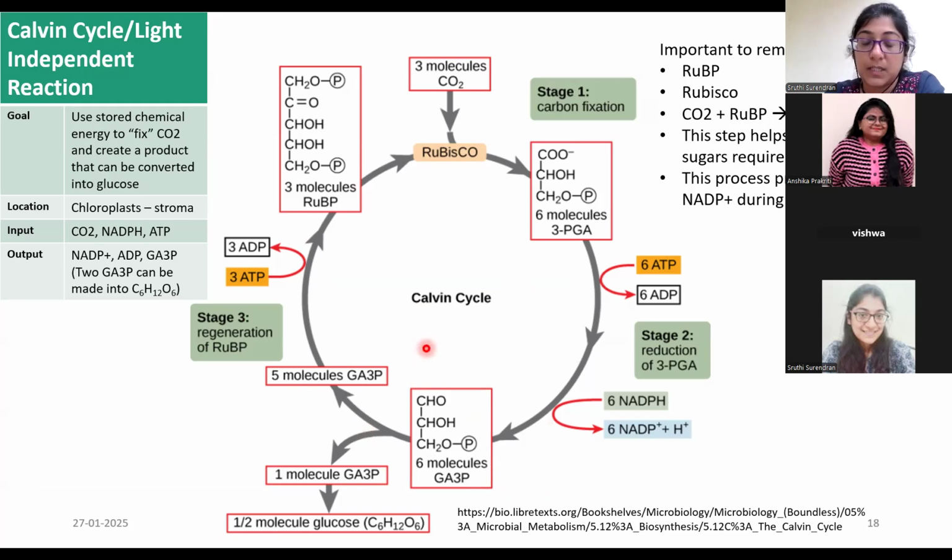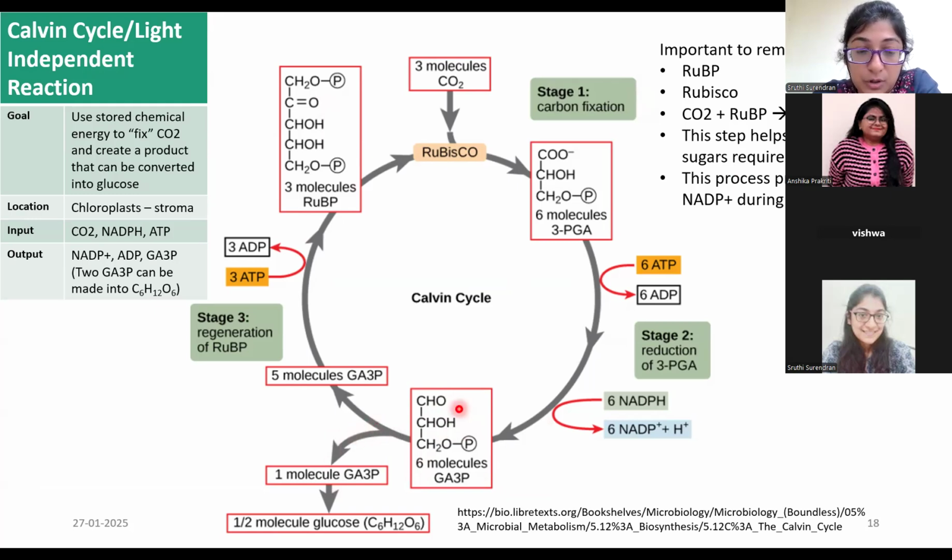So we'll be going more into detail into the Calvin cycle in the next class. As of now, some very important terminologies that you have to keep in mind are RUBP and Rubisco. This reaction is called carboxylation. That is, the RUBP plus carbon dioxide reaction is the carboxylation. And during this process, there is a molecule that is helping in the manufacture of sugar.